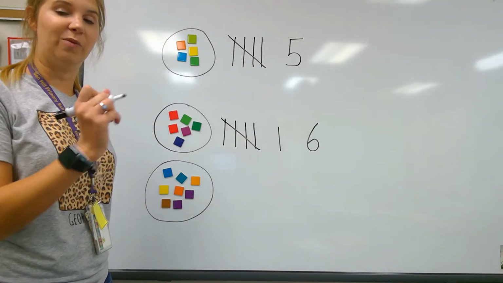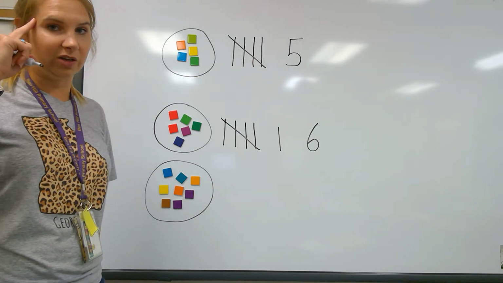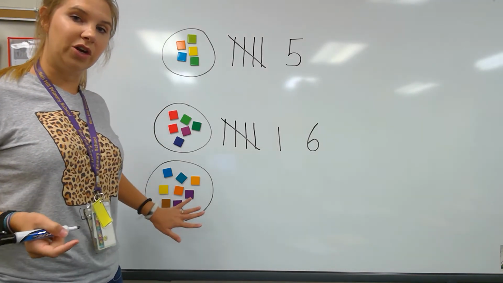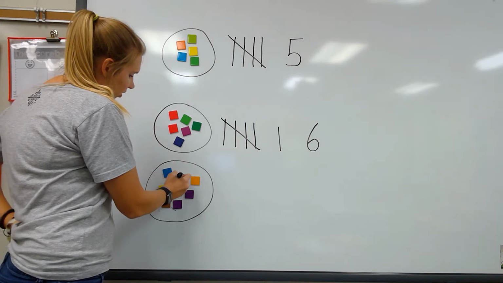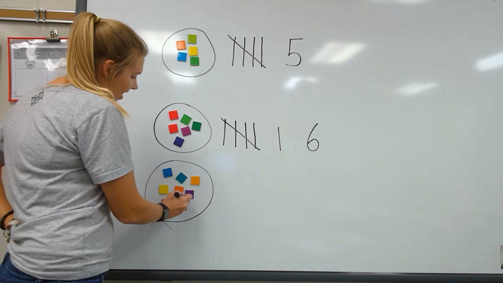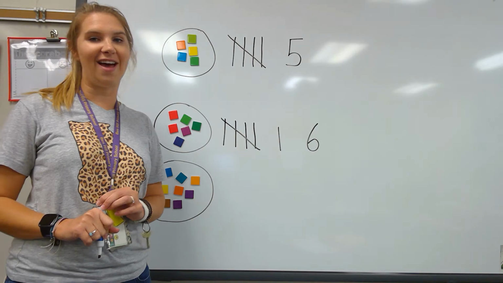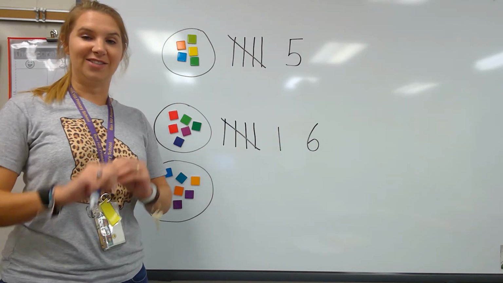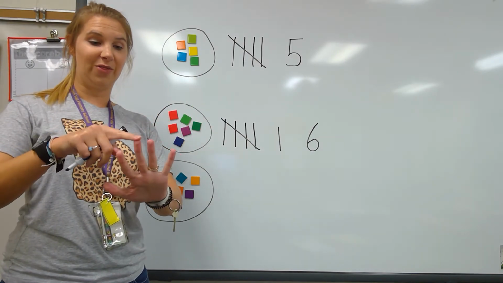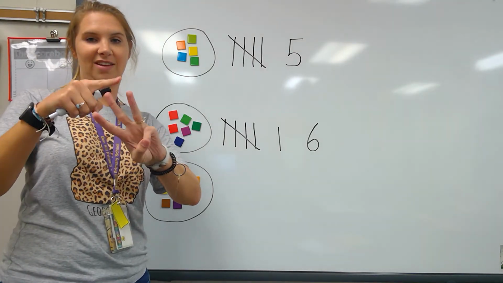Remember, count and strike. We don't want to lose count. That's going to help us. And it also helps if you'll count out loud so you can hear the last number you landed on, the last number you said is how many are in the group. 1, 2, 3, 4, 5, 6, 7, 8. Wow, there were 8 color tiles in that group. So how many tallies will I have? That's right, 8 tallies.